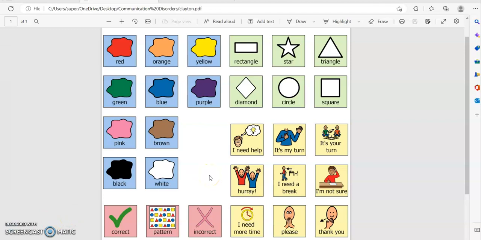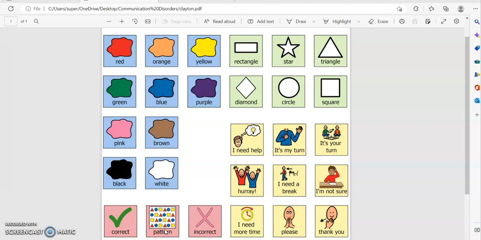Overall, I'm happy with the communication board, how it turned out. I like that everything is neatly laid out in its category and that it's been color-coded. So we have the colors here and the shapes over here. We have the little communication squares here where Clayton can communicate his needs. And then we have the correct, you can say correct pattern over here where he can give feedback on other students' answers.